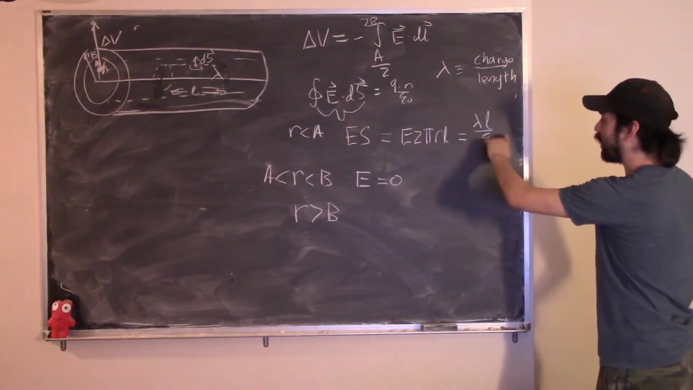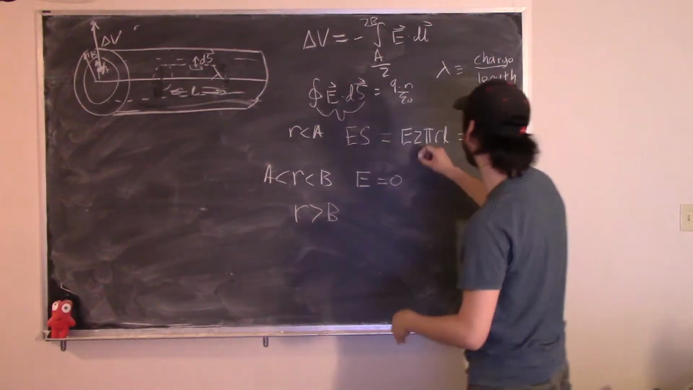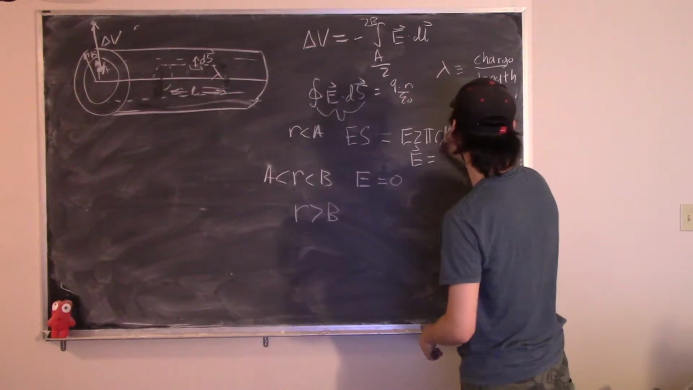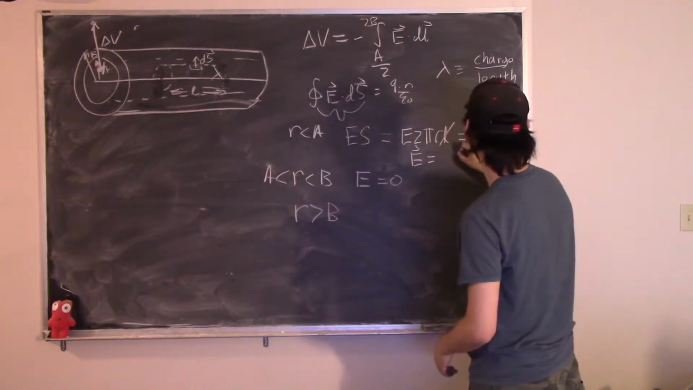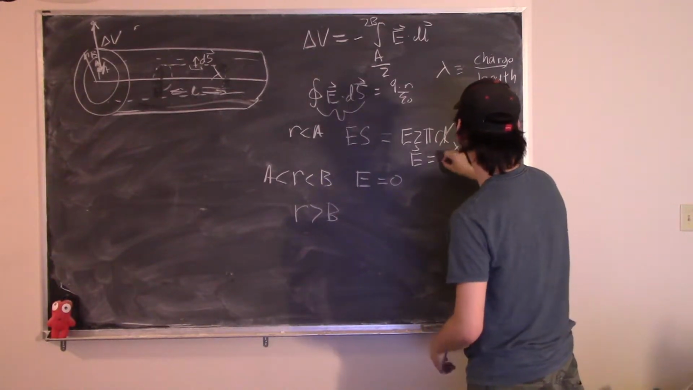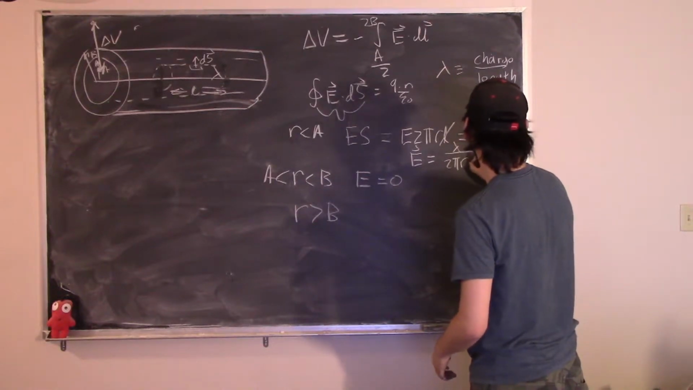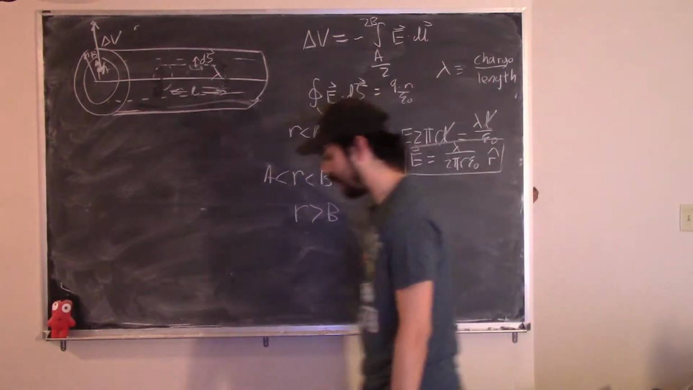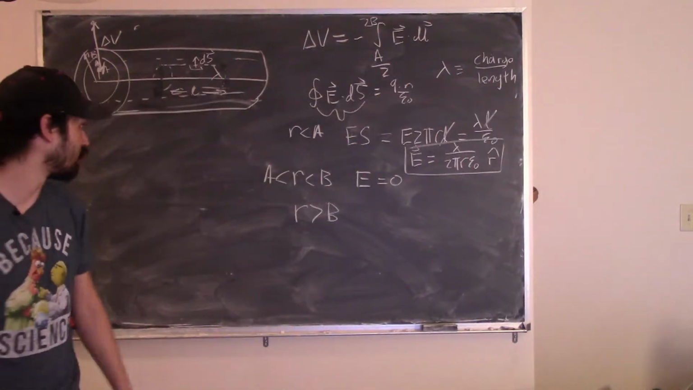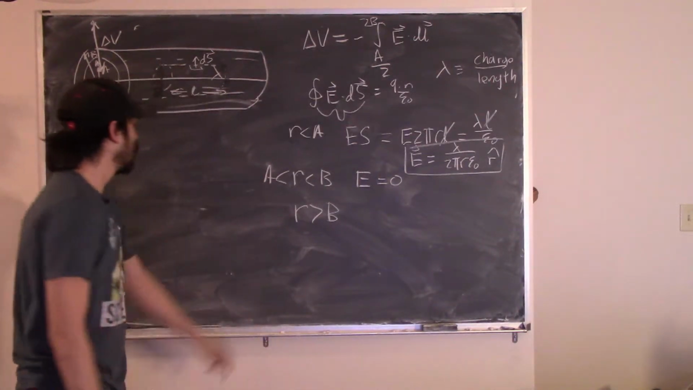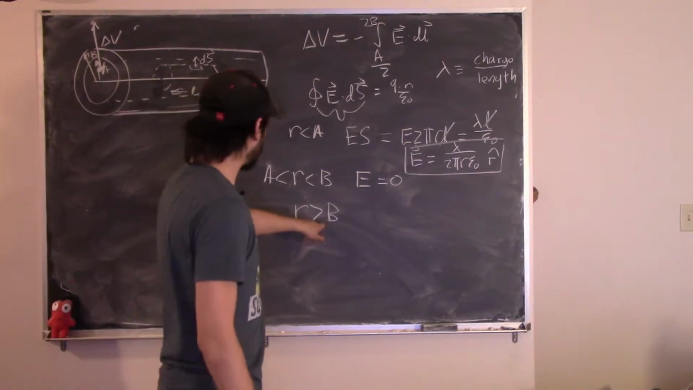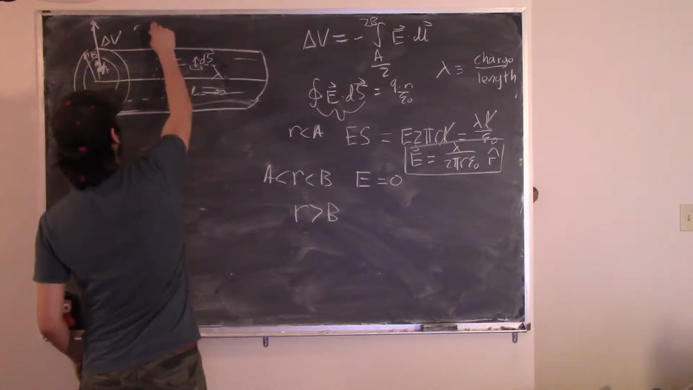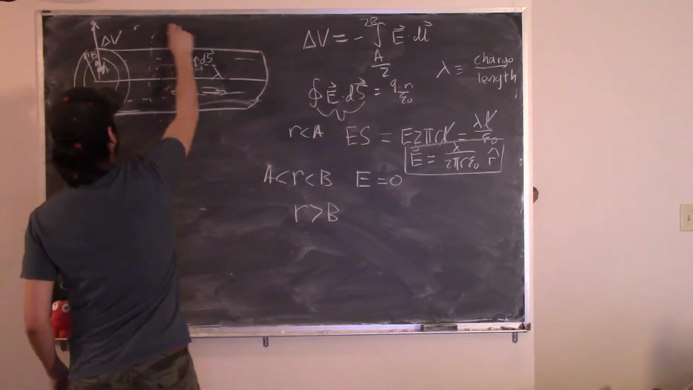We can rearrange this to solve for what E is. And so the E vector is going to be equal to, my L's are going to cancel, lambda divided by 2 pi r times epsilon naught in the radial direction. So that's my electric field for the region r is less than a. Now what we're going to need is the electric field in the region where r is greater than b. And in order to do that, we draw some Gaussian surface like this.